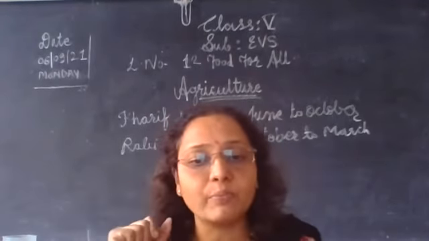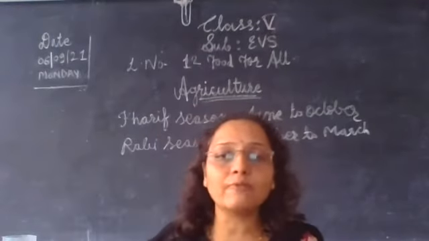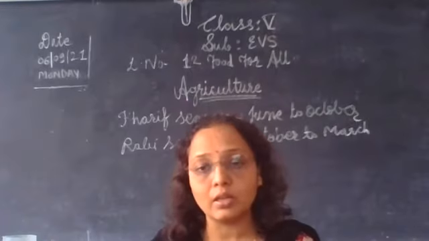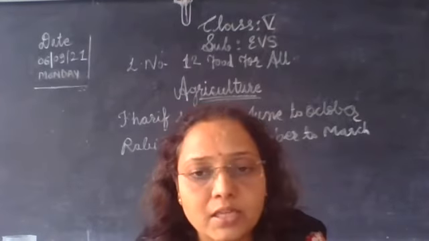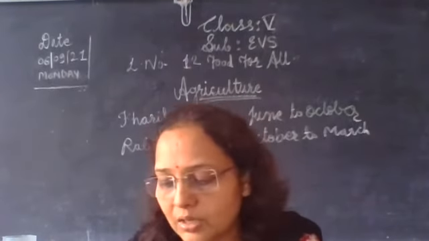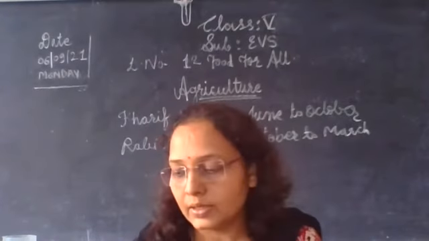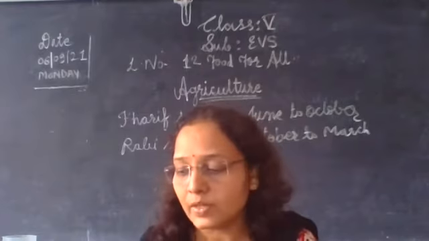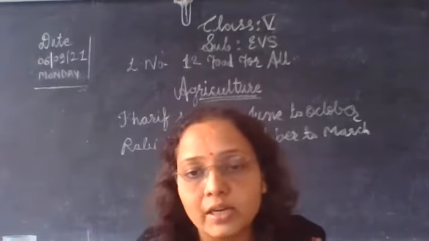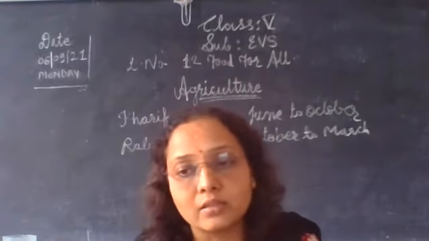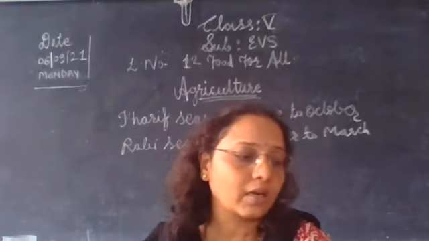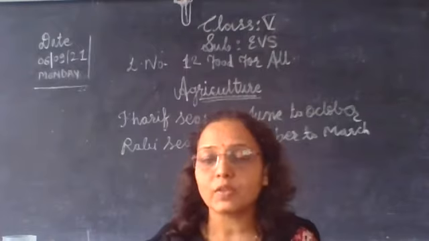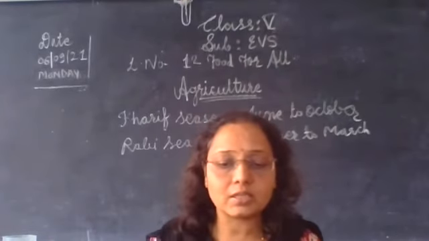Then fifth is spraying pesticides. Harmful pests attack the grains, so they should be killed. By spraying various pesticides, the pests are killed and the crops are protected. Then harvesting, the last stage of agriculture. What happens in harvesting? When the crop is ready, it is cut and gathered, and then it is sent to the market for selling. So these are the various steps of agriculture.